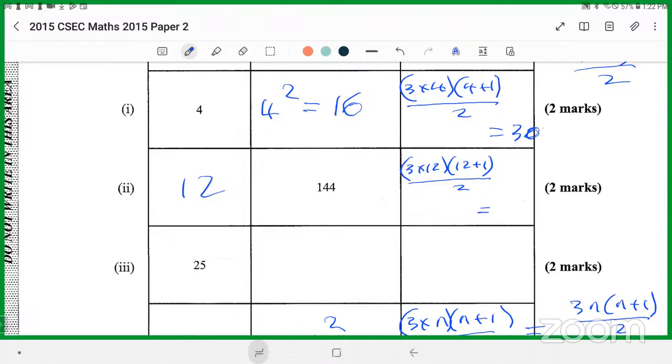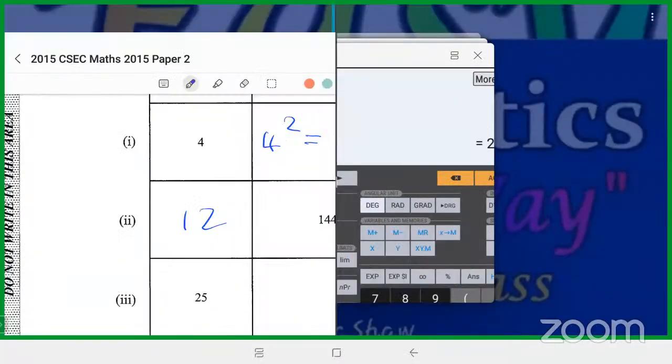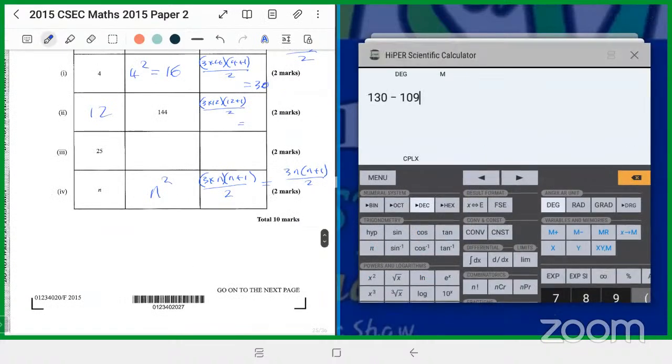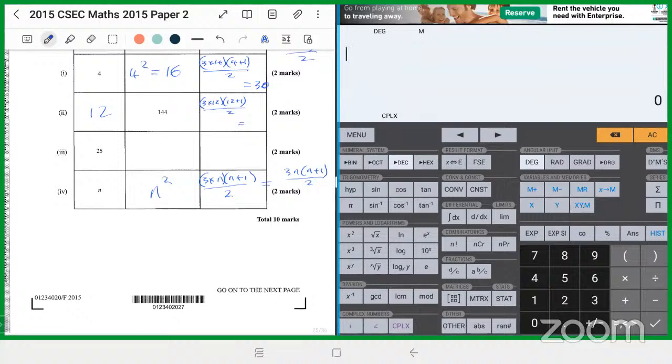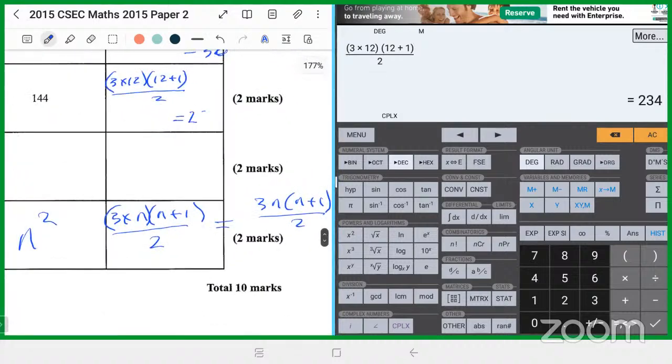Write that out for me. 3 times 12. Therefore, what it becomes is 3 times 12 fraction, 3 times 12, bracket 12 plus 1, over 2. Bracket this up first as well. Over 2. This becomes 234.